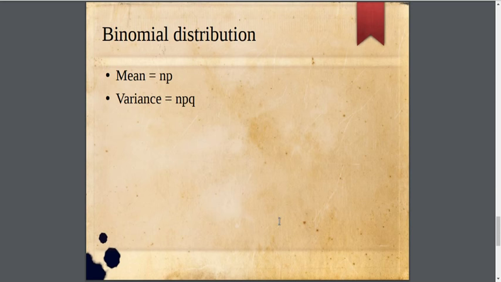And just to finish, it is important to mention how to calculate the mean and the variance of the binomial distribution. The mean is equal to n, the number of trials, times p, the probability of success, and the variance is equal to n times p times q. We can prove it, but I think that is not the purpose of this course. So I just want you to know how to calculate that, and that's it.